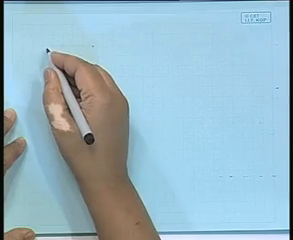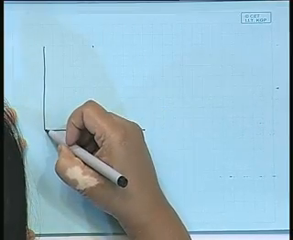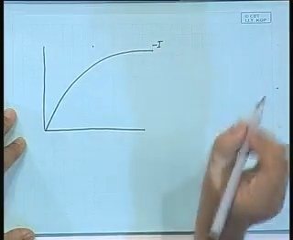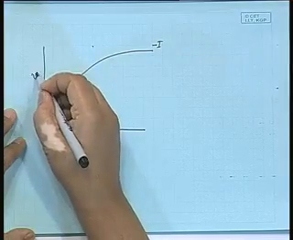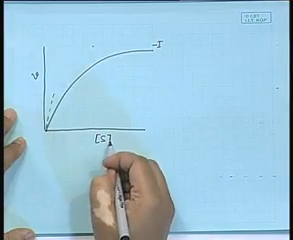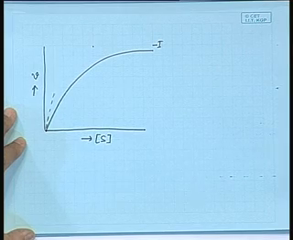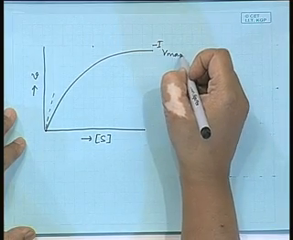Let us go back to our Michaelis-Menten. This is minus inhibitor. This is my initial velocity. This is my velocity, this is my substrate concentration. Okay. What am I saying? This Vmax will not be attained. Why?